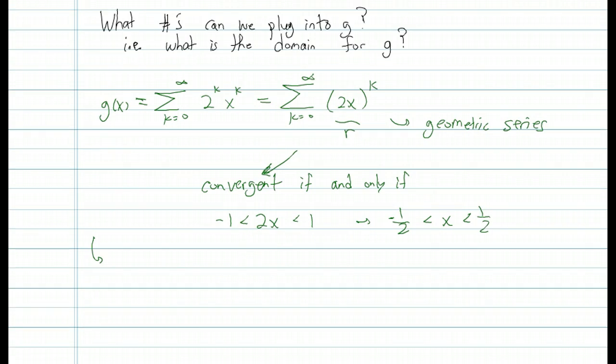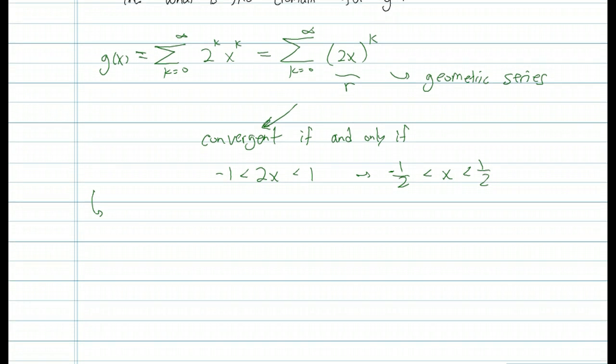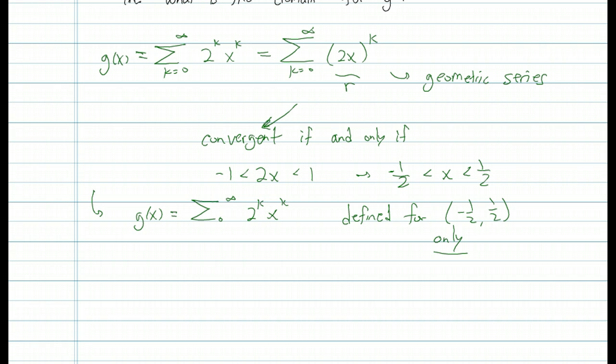For this series, the domain, or if you want to think about this as a function g of x, the function g defined by that power series, is only defined over the interval from -1/2 to 1/2. Now, something that's kind of a subtle point here is that since we know this is a geometric series and we know when it converges, we can write a formula for it down. That's the one very special thing about geometric series.